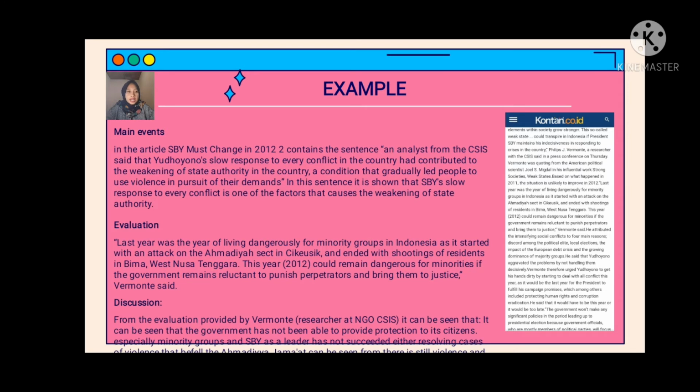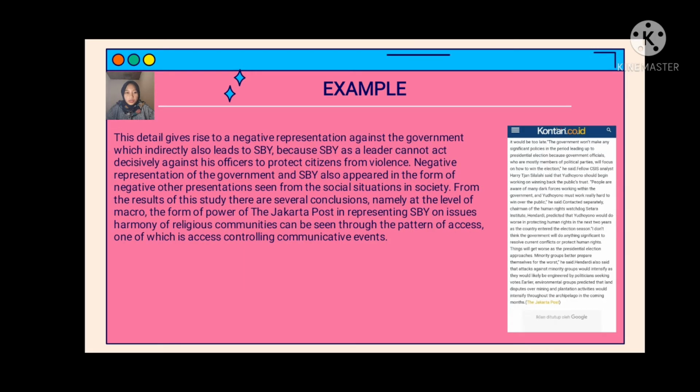Negative representation of the government and SBA also appeared in the form of negative representation seen from the social situation in society. From the results of this study, there are several conclusions, namely at the macro level, the form of power of the Jakarta Post in representing SBA on issues of religious community harmony can be seen through the pattern of access, one of which is access controlling communicative events. And the power of the Jakarta Post can be seen from the choice of news topics, namely violence and discrimination against religious communities in Indonesia, where SBA looks powerless on this issue.